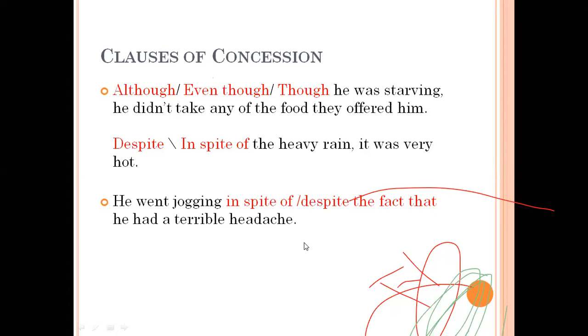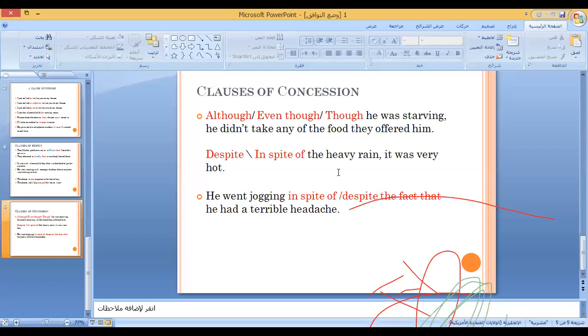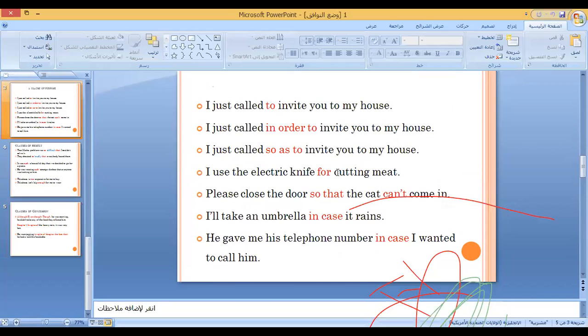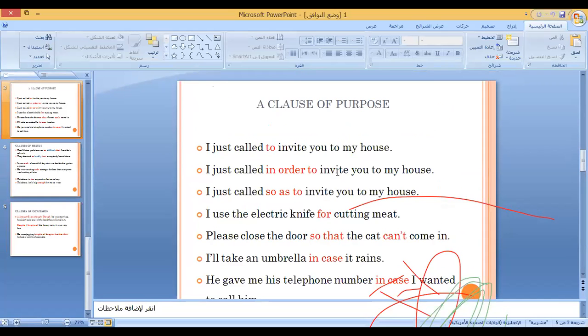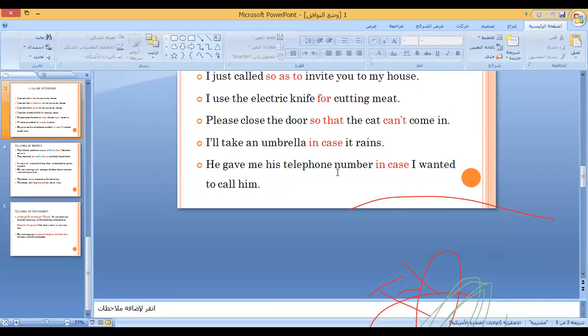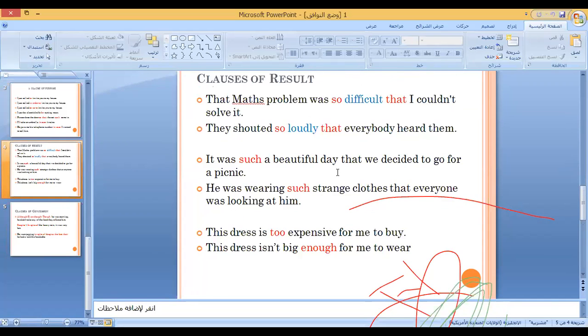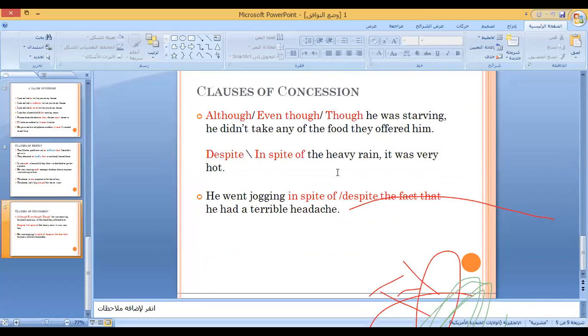Now, I think we knew the three types of conjunction or linkers today. The first one was a clause of purpose. The second one was clauses of result. And the last one was clauses of concession.